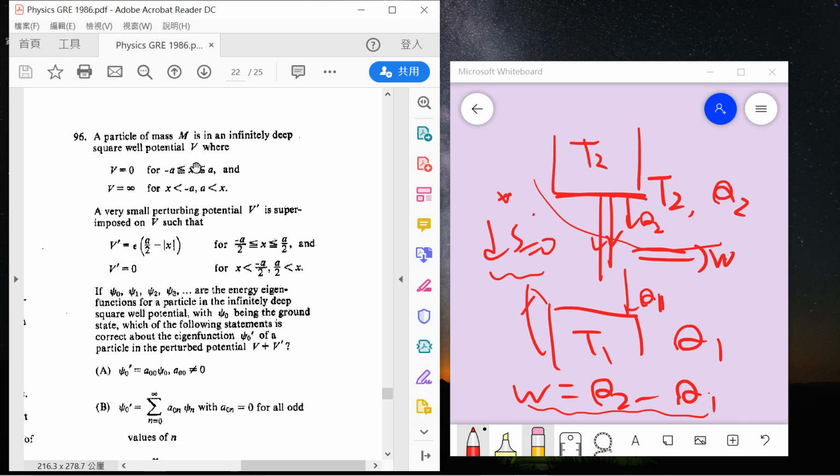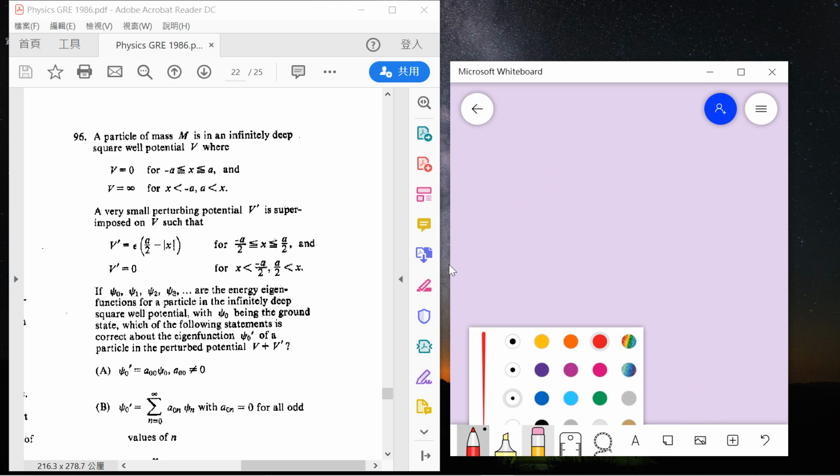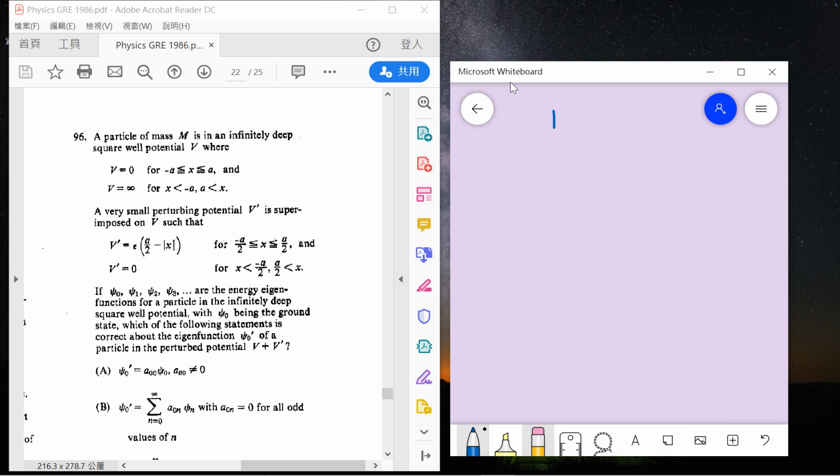he said that you have an infinite deep square well potential. Okay, so you need to remember this type of result. Basically, you will have something like this one. So some even function, some odd function, and some even function, some odd function. So this is your original wave function, and the small perturbation V prime. Okay, so basically V prime is what? V prime is some even function, right?